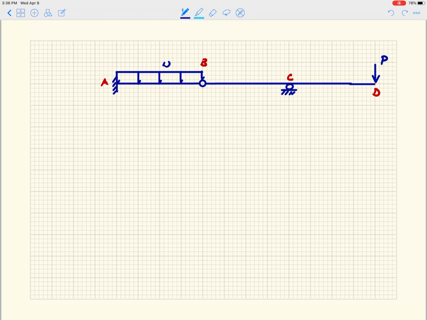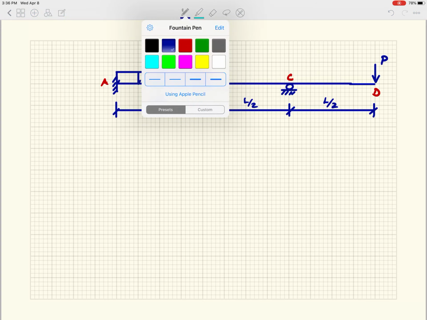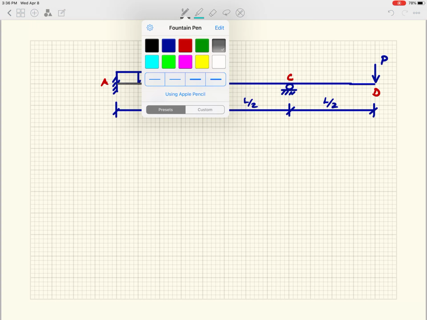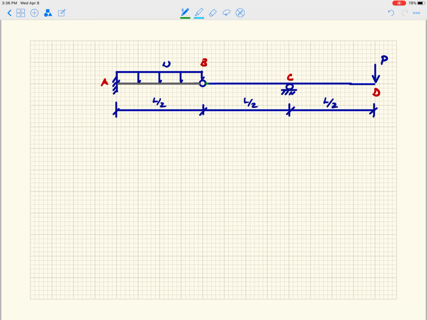And so the dimensions here, we'll do them just the same, just for consistency, so they're all L over 2. Right? And now I am going to highlight, again, using different colors, these segments. So that's segment 1. We highlighted that guy in gray.